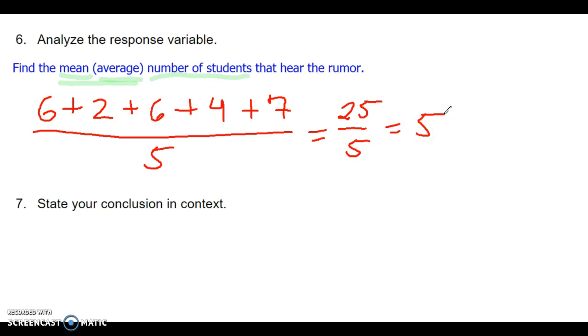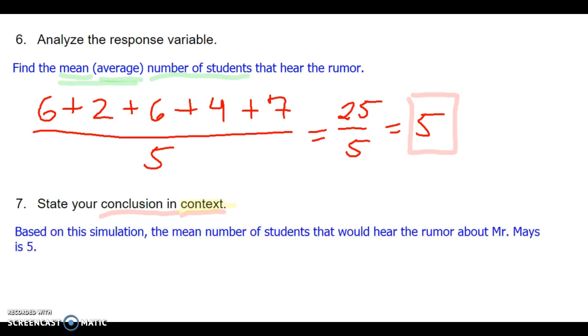Now, we don't want to just stop with 5. What we really want to do is write our conclusion. So that's why number 7 says, state your conclusion in context. That's one of the things in stats that you've got to make sure that you do. Getting the number is good, but getting the number is only part of your answer. You always need to write your conclusion in complete sentences, and you always need to write in context. You're going to hear me talk about that a lot throughout the year. Context, context, context. If you don't write your answers or your conclusions in context, you're really not going to be correct, and you're not going to be able to get full credit on the AP test.